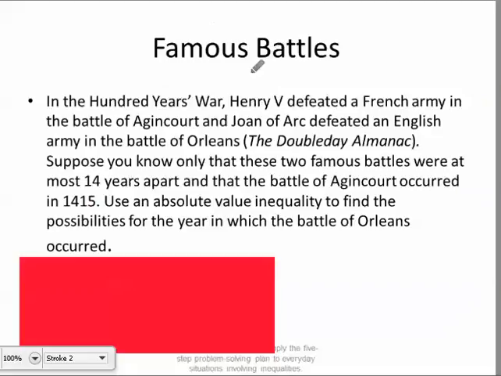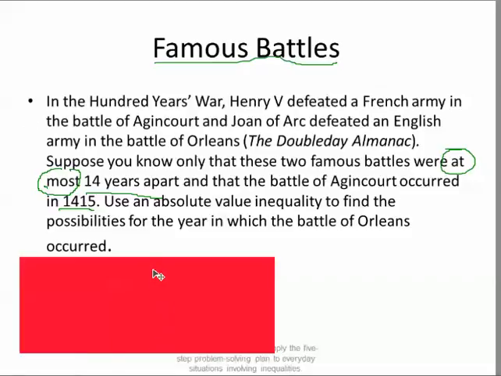Let's try history. Famous battles. In the Hundred Years' War, Henry V defeated a French army in the Battle of Agincourt, and Joan of Arc defeated an English army in the Battle of Orleans. The Doubleday Almanac, suppose you only know these two famous battles were at most, look at this, at most 14 years apart. That's going to give you an inequality, isn't it? The Battle of Agincourt occurred in 1415. Use the absolute value inequality to find the possible years for the Battle of Orleans.